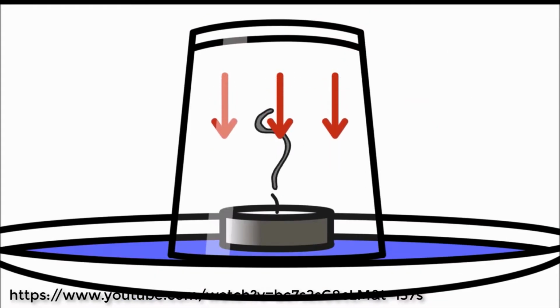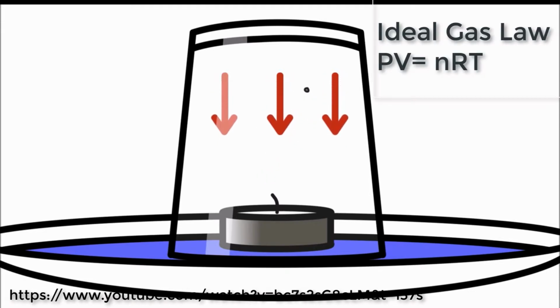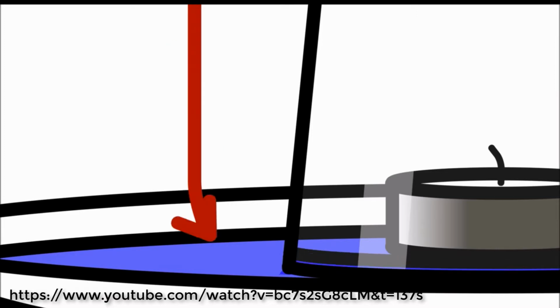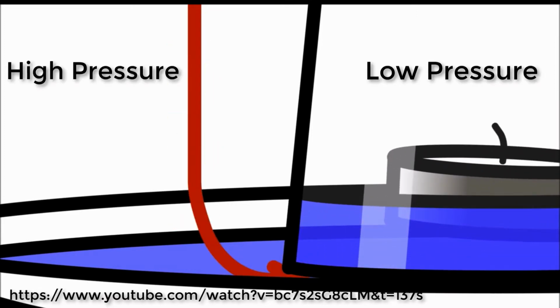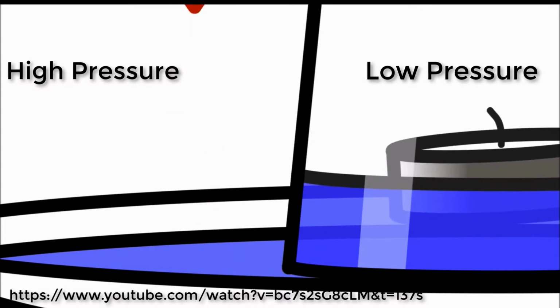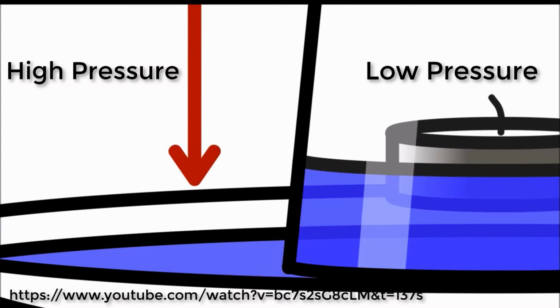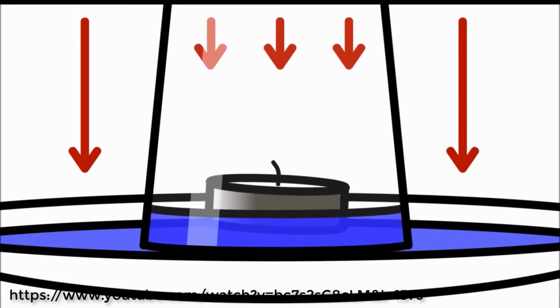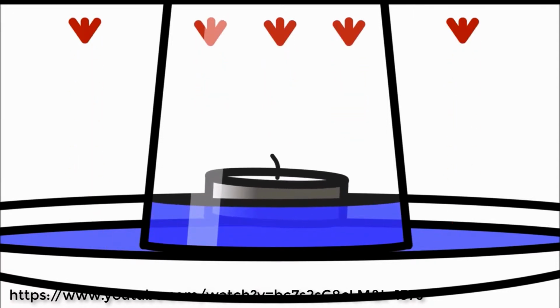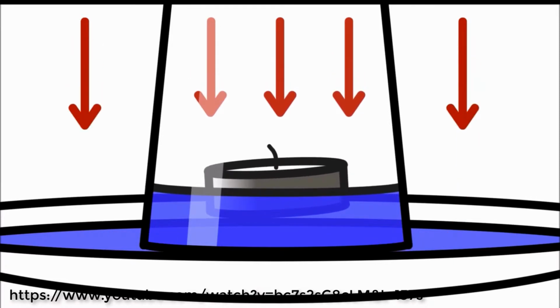From the ideal gas law, we know that a decreased volume of air means that the pressure inside the beaker has also decreased. Because of this, the air pressure inside the beaker is negative relative to the air pressure outside the beaker. This pressure gradient draws some water up into the beaker. After some time, we see the candle dim and go out.